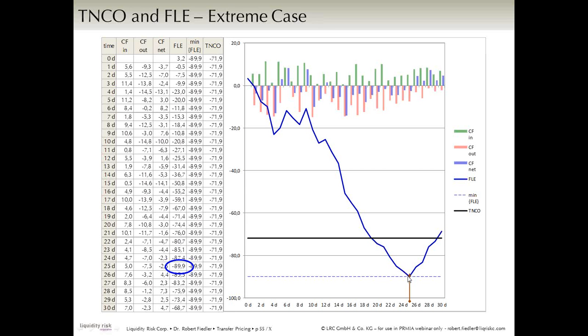I've done this with an example where I used stochastic cash flows in the balance sheet, and then every 50 times in stochastic experiments with the FLE and the TNCO, the outcome was that the FLE was at one point less than the TNCO.